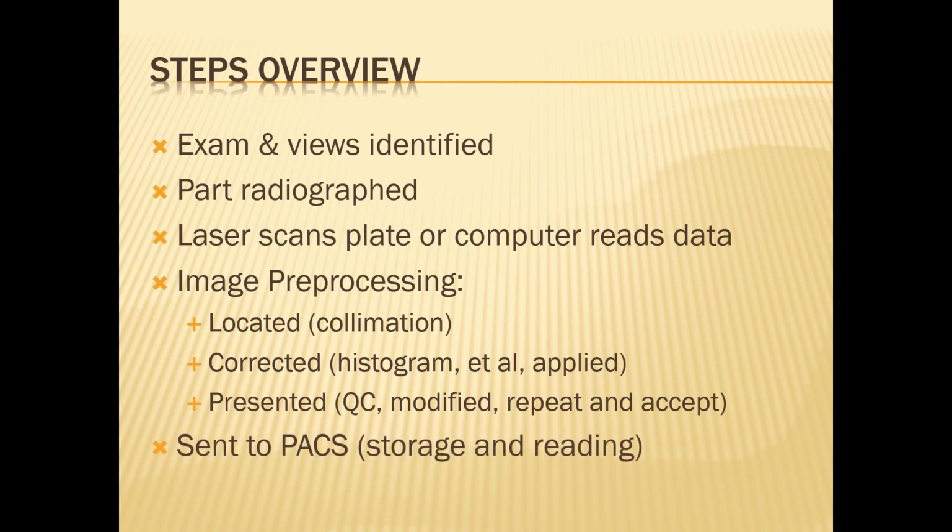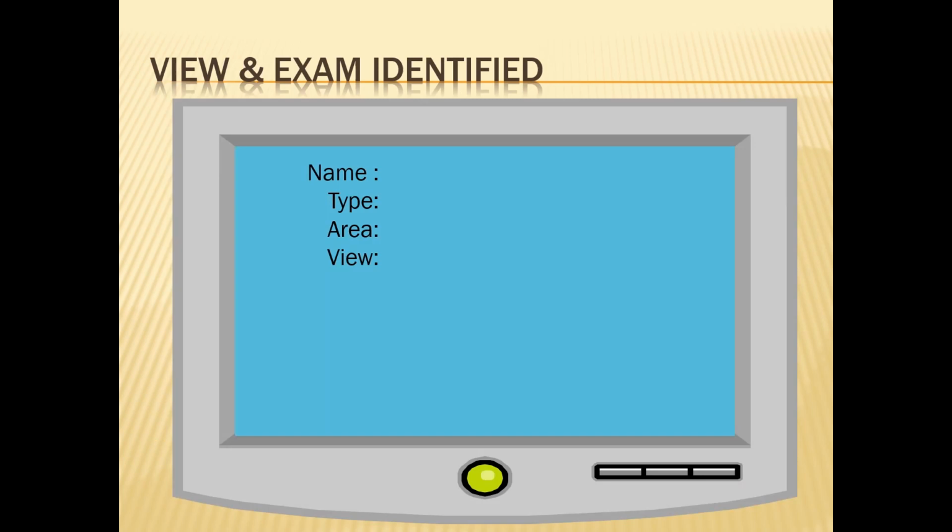When the image is approved, it is sent to the PACS server for storage and interpretation by the radiologist. Additionally, the image on the PACS server is available to other hospital personnel to aid in patient care. This is a quick overview of the important steps involved in processing a radiographic image.